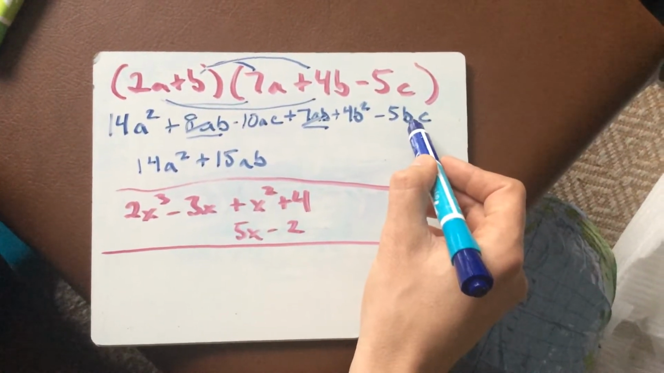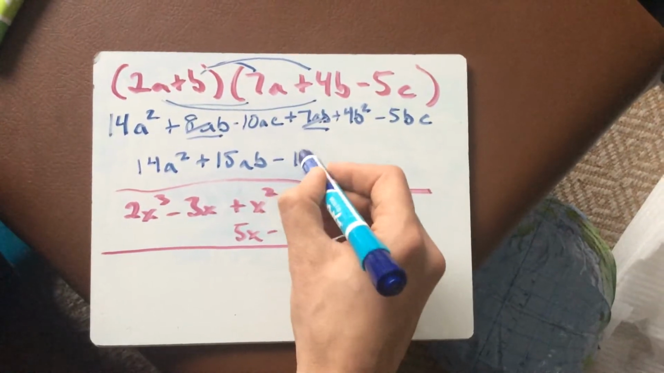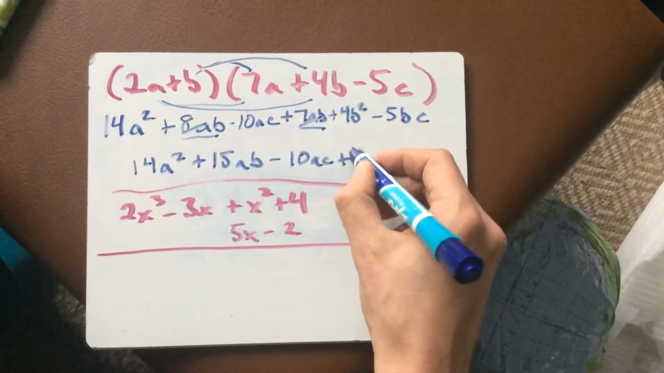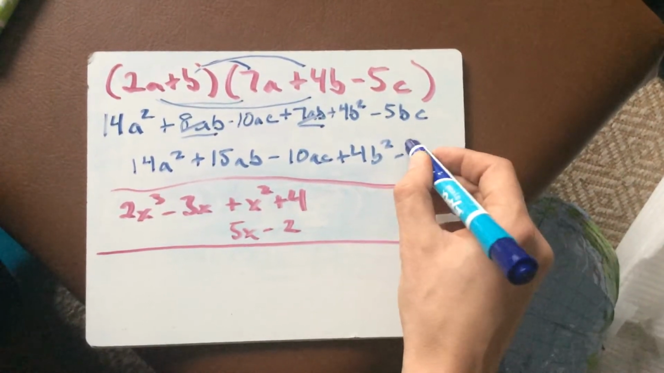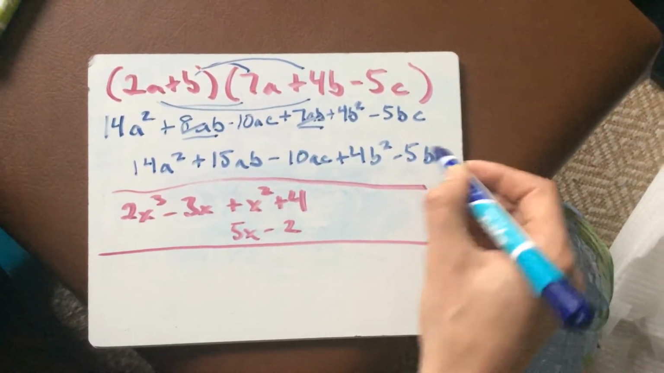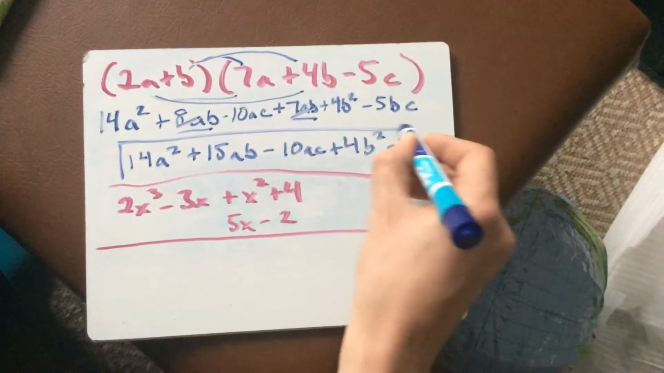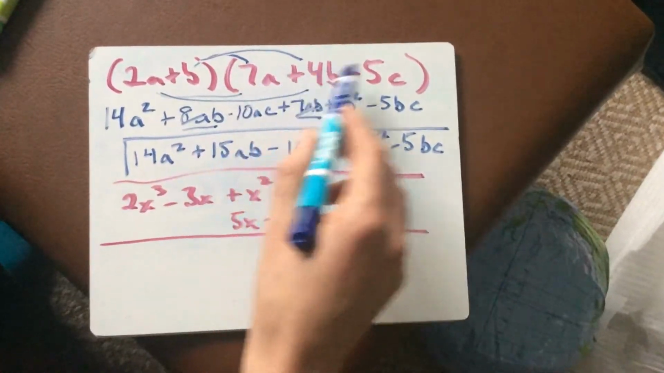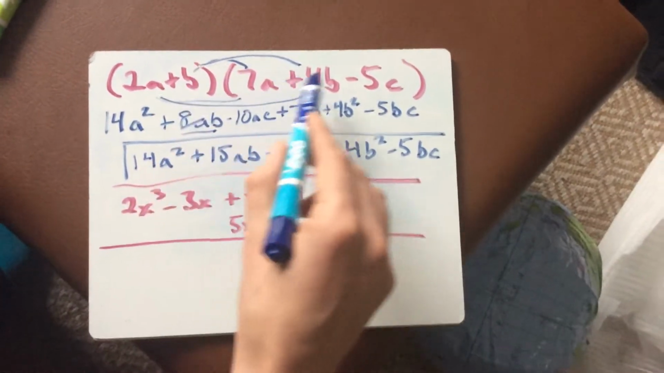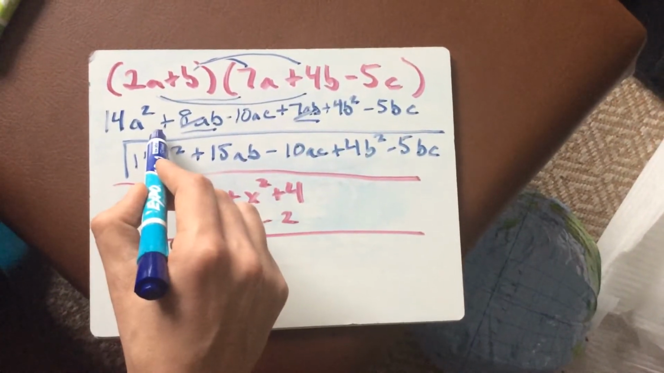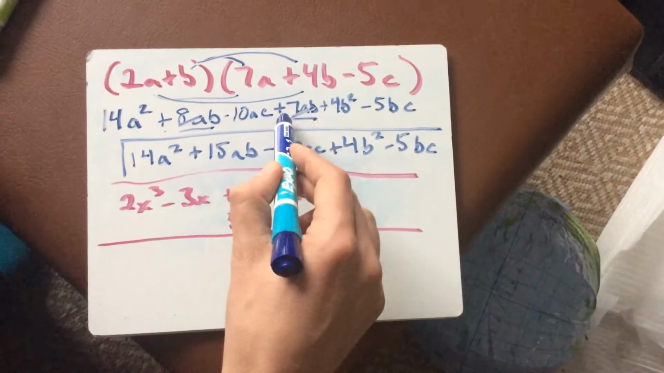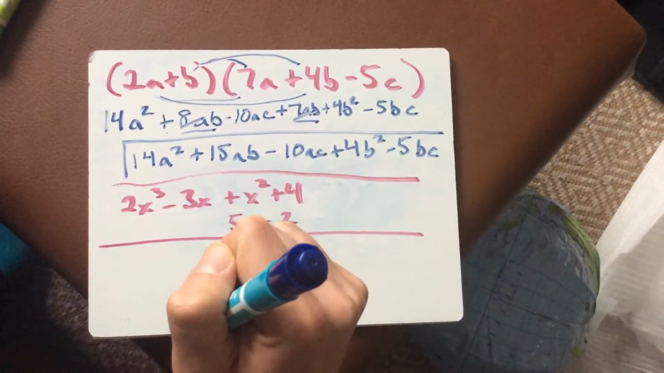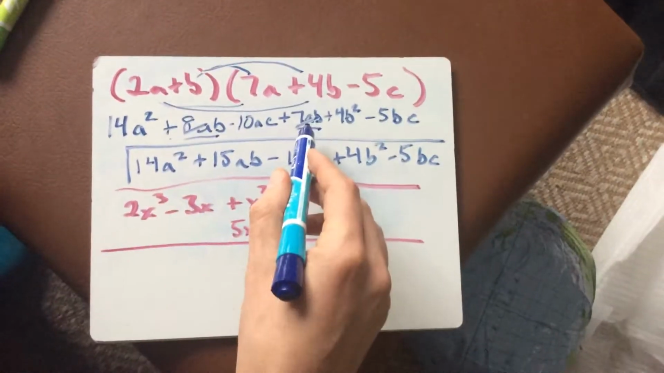ac, bc, nope. And then b squared and bc. So none of the other ones are like terms, so I can just write all of those out. So this is my final answer. So once again, I'm going to multiply this 2a by all three of these, then the b times all three of these. Very important to remember to put either an addition or subtraction sign after each multiplication to show that it's being added. Add any like terms.